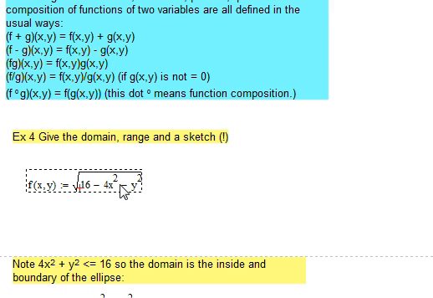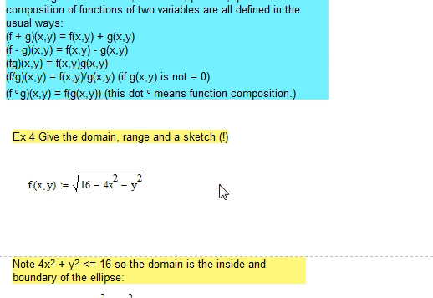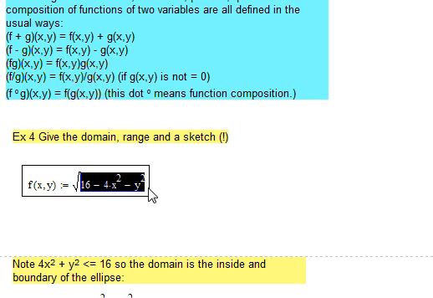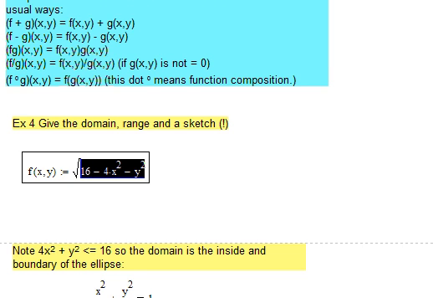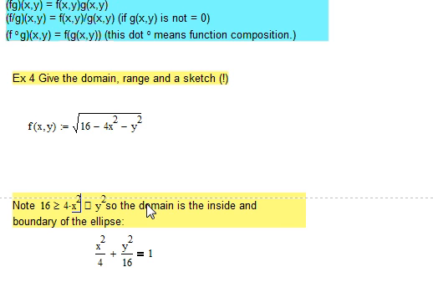So here's another question. Give the domain, range, and a sketch of this function of two variables. Aha, the sketch is the tricky part. But I think we could probably manage it. The domain, we know that 16 minus 4x squared minus y squared has to be positive. So 16 has to be greater than 4x squared plus y squared, because we can't have a negative under the radical.